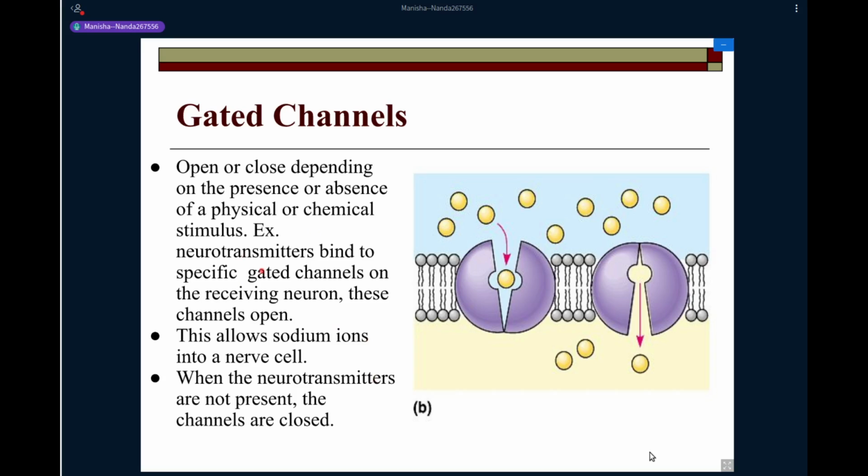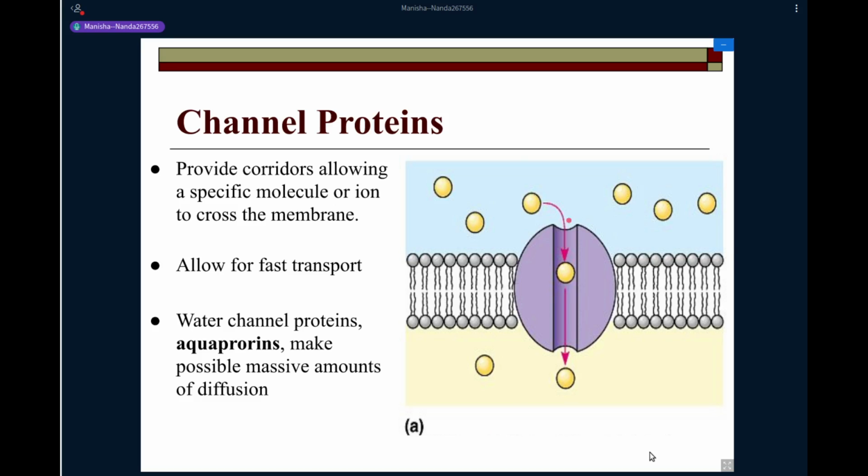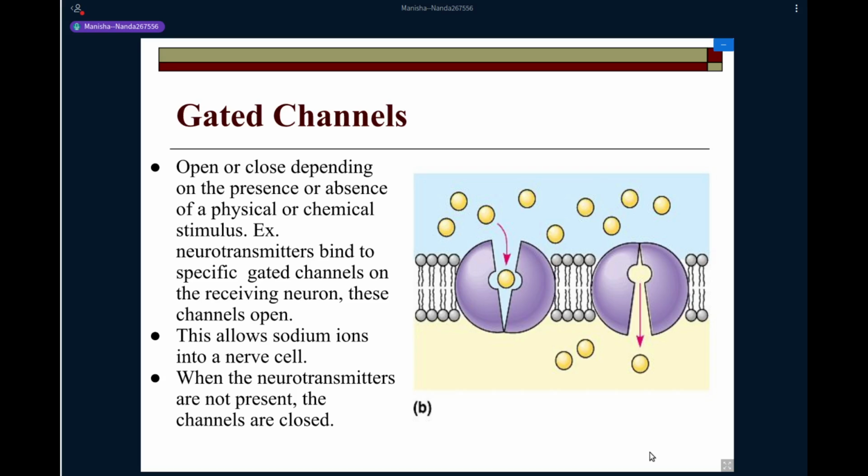So, for example, many neurotransmitters allow sodium ions into a nerve cell, and when the neurotransmitters are not present, these channels are closed, that is, they do not allow the movement across them, right? So we have some non-gated channel proteins and then specific gated channel proteins that open and close and allow the movement of solutes across them in response to a specific stimulus only. So, are you clear with this difference?